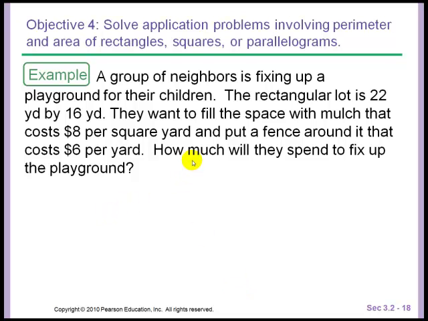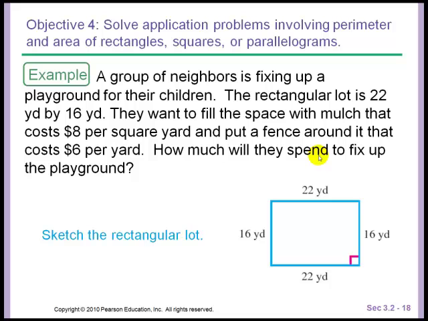Objective 4. Solve application problems involving perimeter and area of rectangles, squares, or parallelograms. Example. A group of neighbors is fixing up a playground for their children. The rectangular lot is 22 yards by 16 yards. They want to fill the space with mulch that costs $8 per square yard and put a fence around it that costs $6 per yard. How much will they spend to fix up the playground?